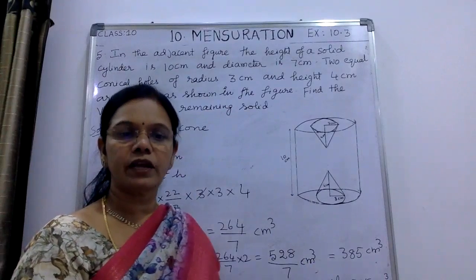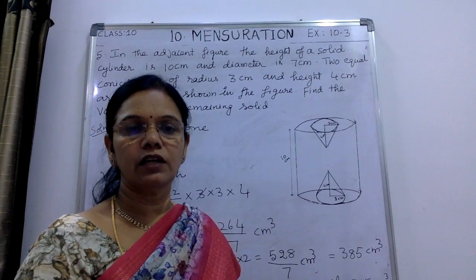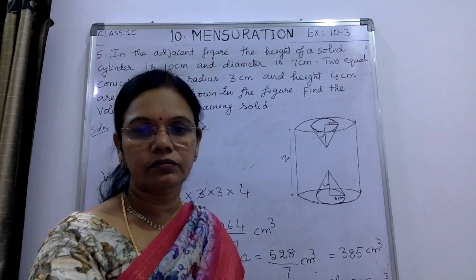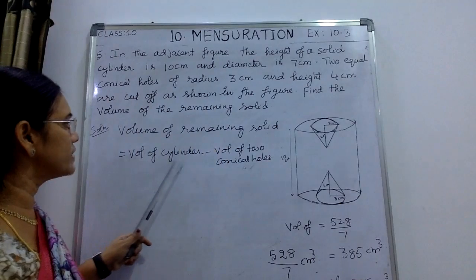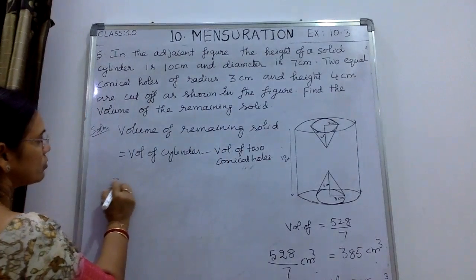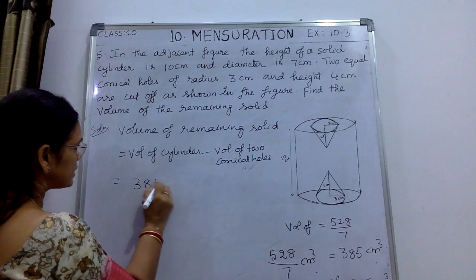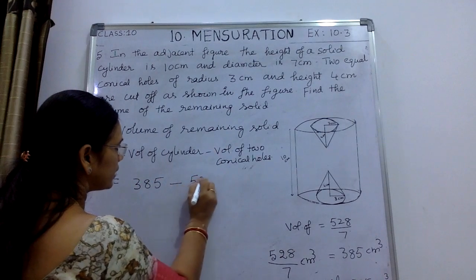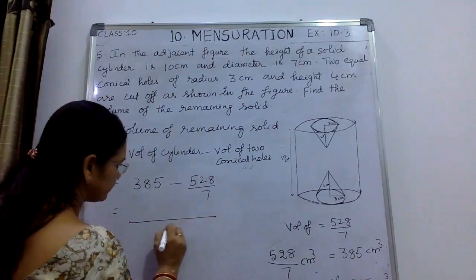Okay, now let us subtract the volume of two cones from the volume of the cylinder. So by that we can get the volume of the remaining solid. So we know volume of remaining solid is equal to volume of cylinder minus volume of two conical holes. So what is the volume of cylinder we got? Volume of cylinder is 385 centimeter cube. Volume of two conical holes is 528 by 7 centimeter cube. Let us take the LCM.